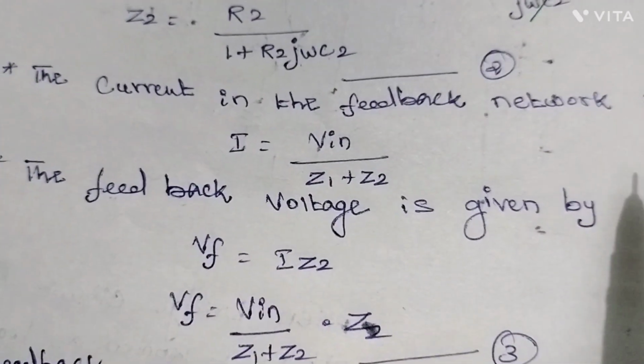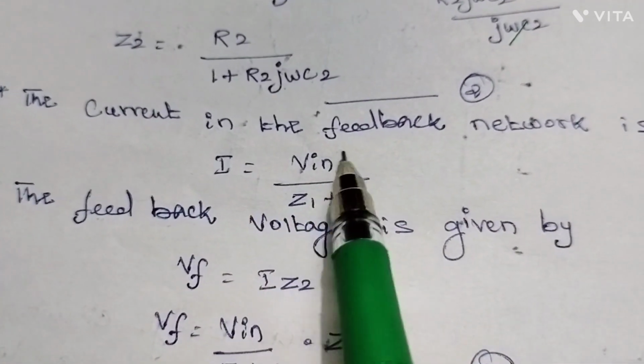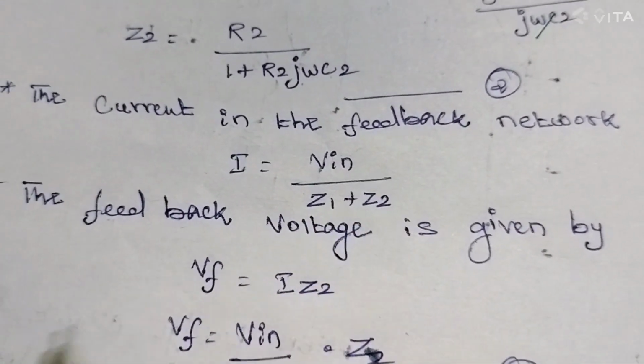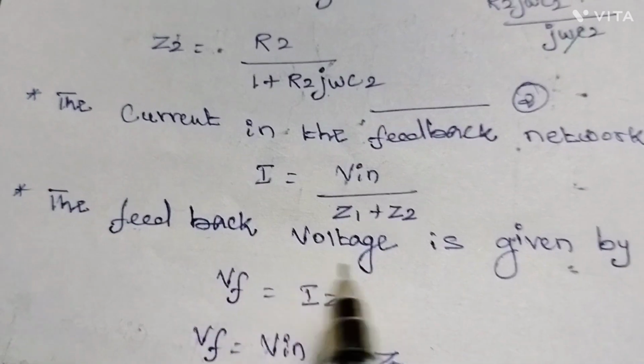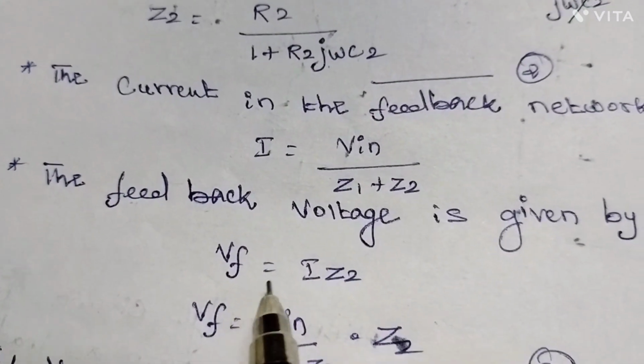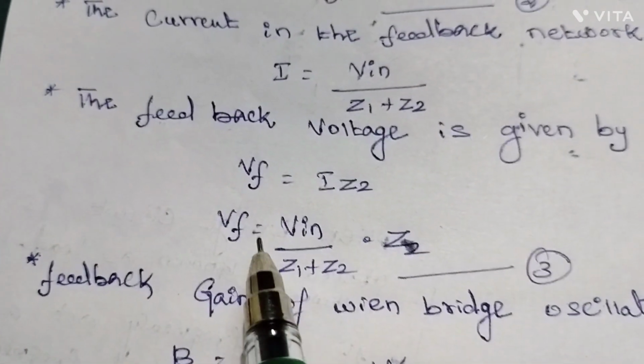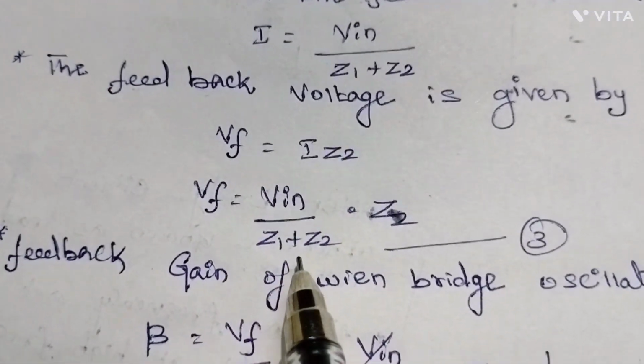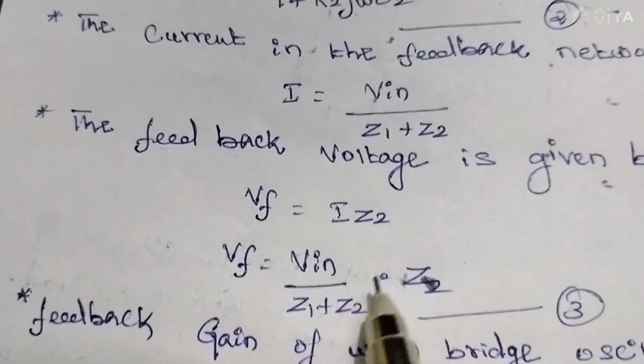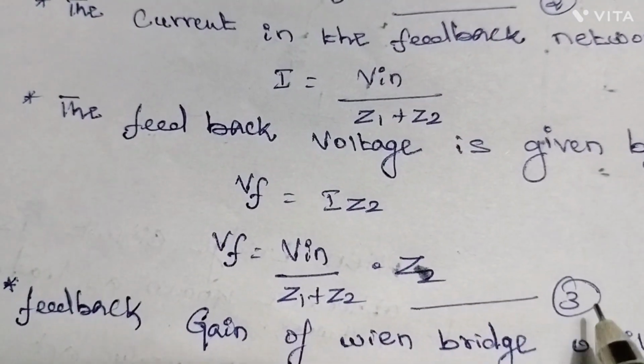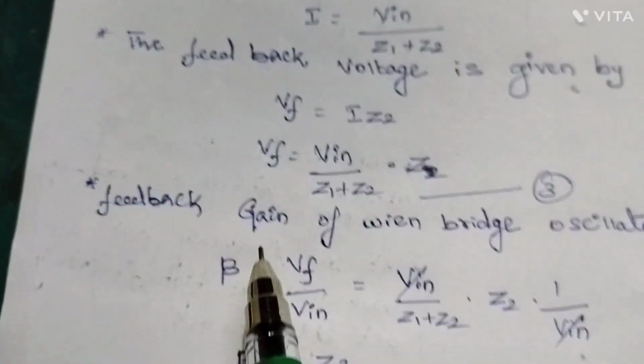The current in the feedback network is I equal to Vin divided by Z1 plus Z2. The feedback voltage is given by Vf, which is equal to I into Z2. So Vf is Vin divided by Z1 plus Z2, into Z2. This is equation number 3.